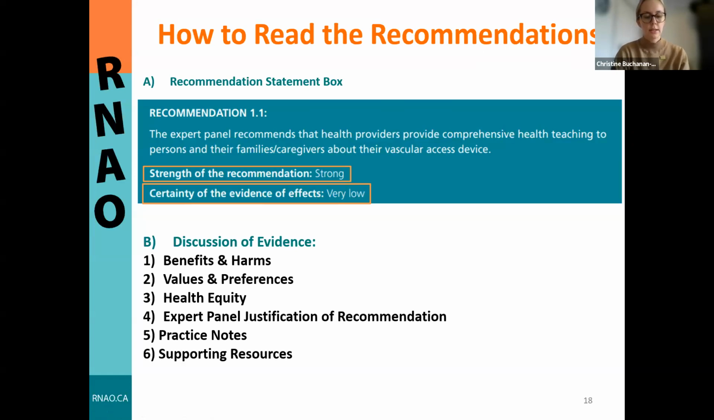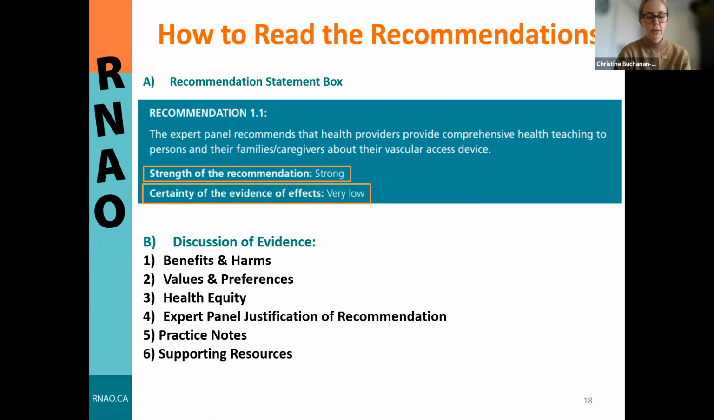So the first is the benefits and harms. In simple terms, this section highlights the desirable and undesirable outcomes reported in the literature when the recommended practice was used. The second component is values and preferences, and it highlights preferences for a recommendation and the value placed on the resulting health outcomes from a person's perspective.